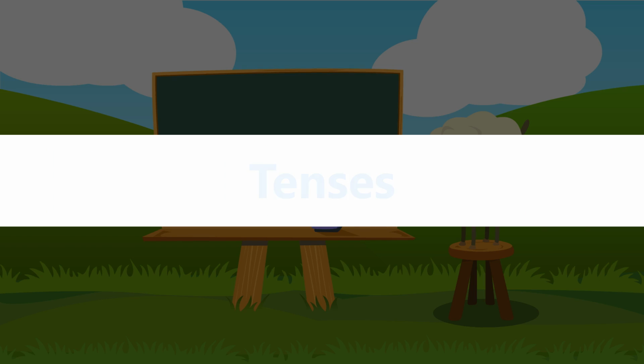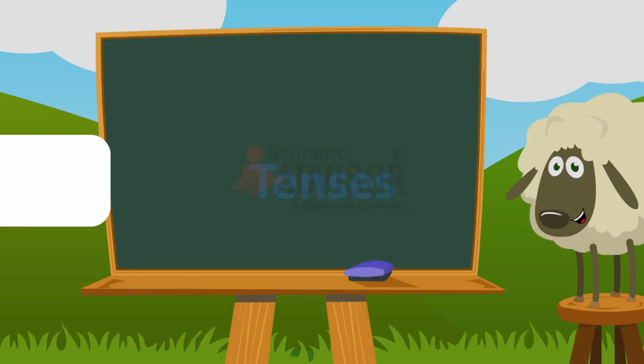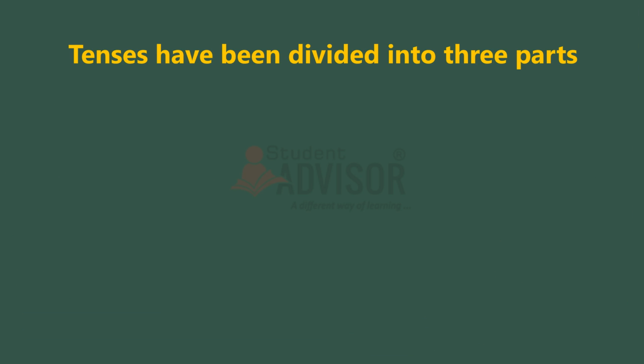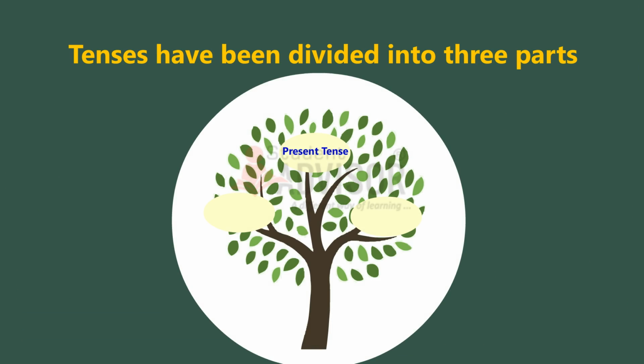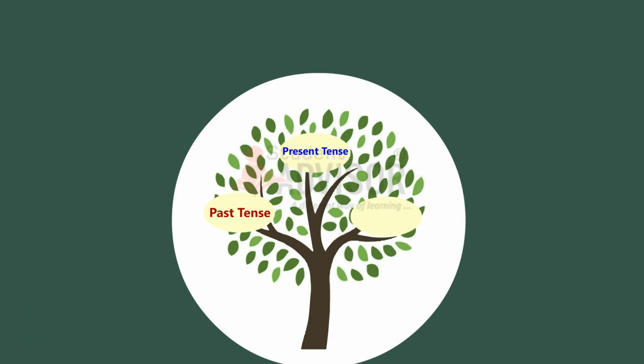Chapter 3. Tenses. Tenses have been divided into three parts: present tense, past tense, future tense. Each of these tenses has further been divided into 12 parts that we will learn here. But before that, we should learn the types of verbs used in the tenses.